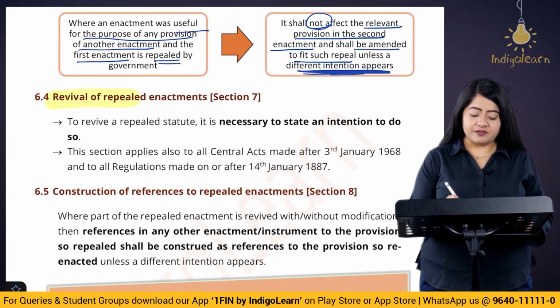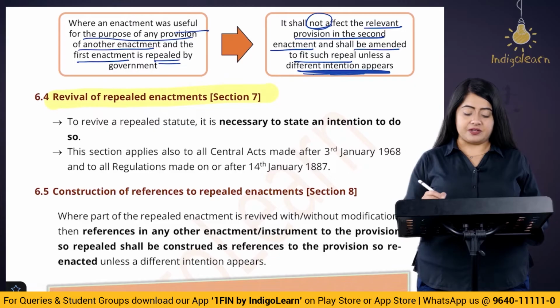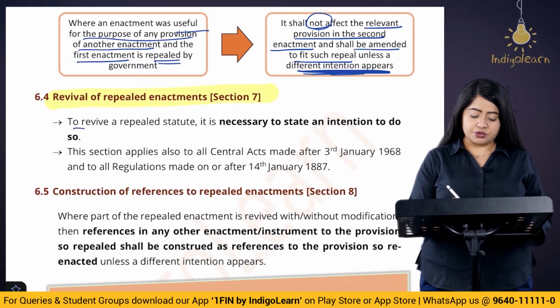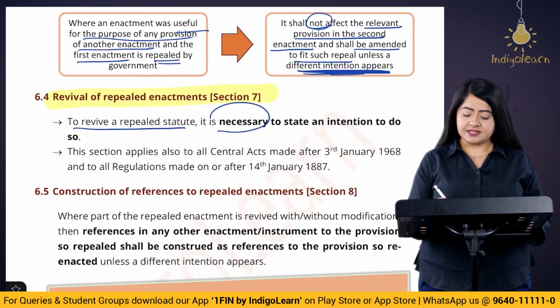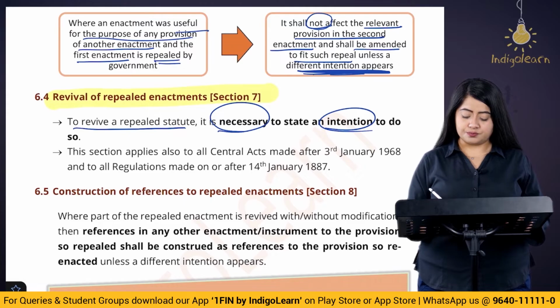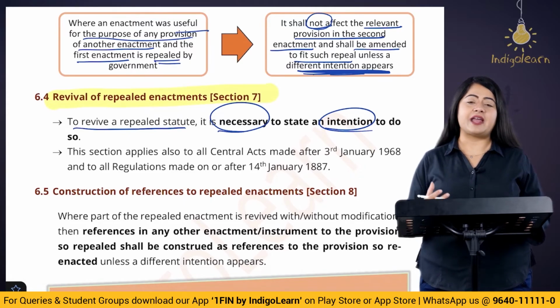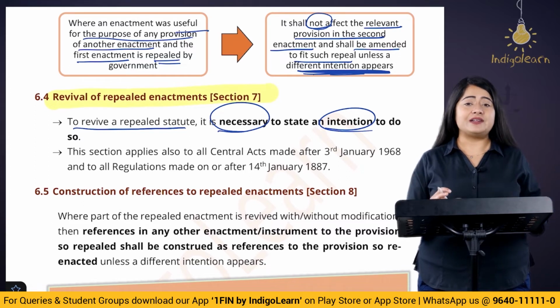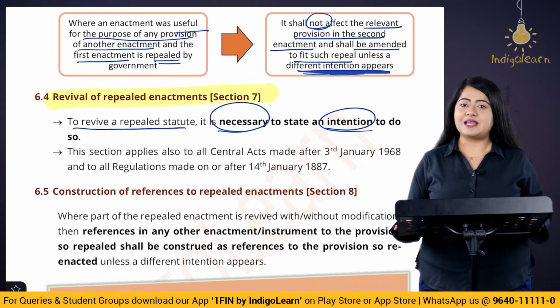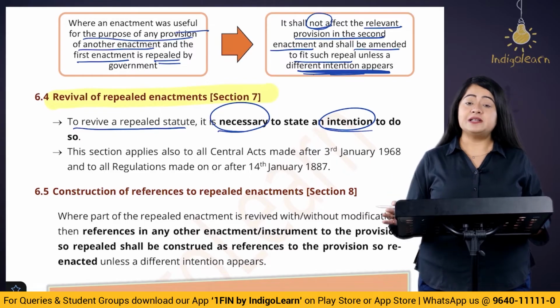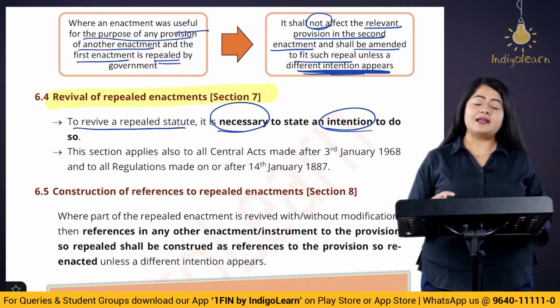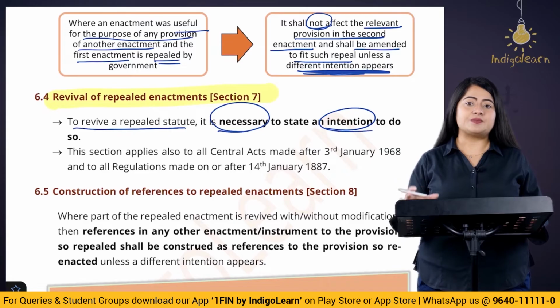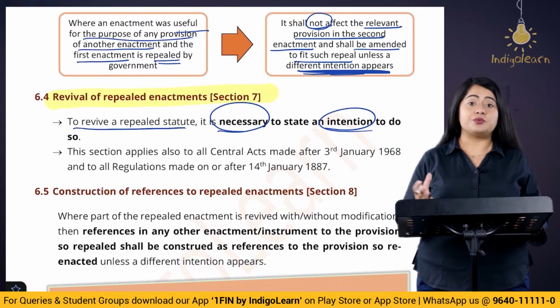The next section is revival of the repealed act, section number 7. Now this says that in order to revive a repealed statute, it is necessary to state the intention to do so. So this simply says that whenever an act is repealed, then if suppose this act is brought back, the government should state why they're bringing it back. So we know the Wealth Tax Act is cancelled out, it is repealed. If suppose the central government wants to bring it back, then it is important that the central government should explain why they cancelled it and why they're bringing it back.